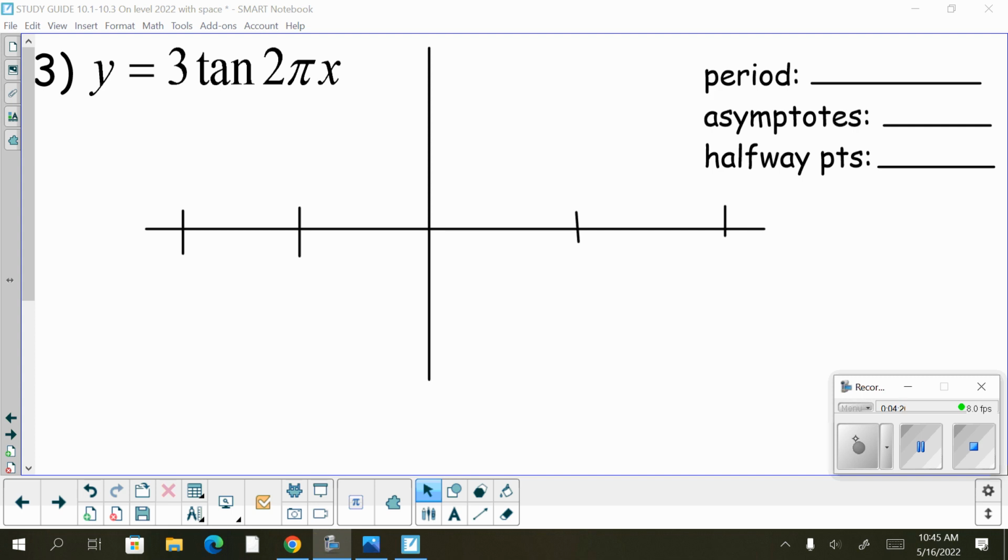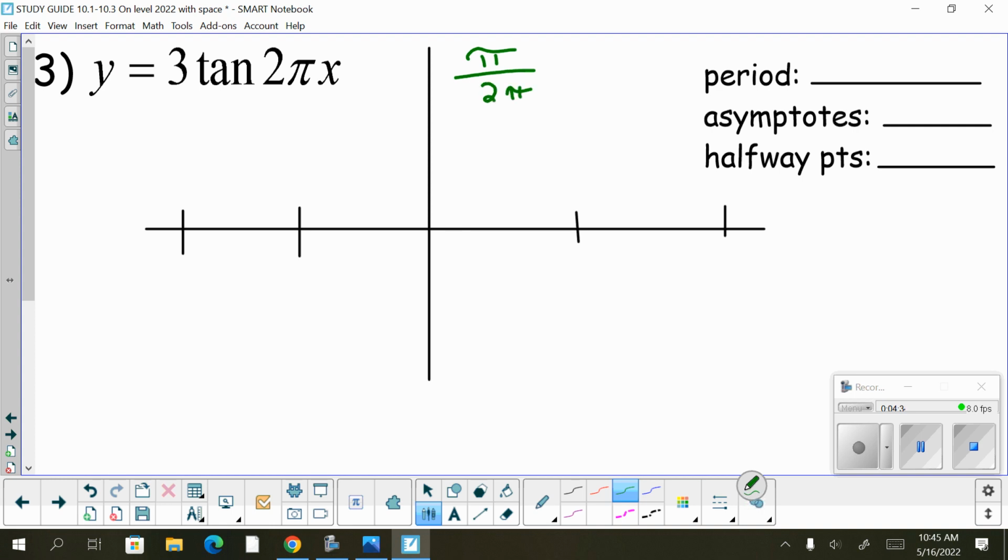Alrighty, let's give number 3 a try. With tangent, the period is a different formula, so don't forget about that. On tangent, your period formula is pi over b. Now, do you know what my b value is? 2 pi. The pi's can cancel, and your period's going to end up being just a regular 1/2. There will be no pi's in your period. The pi's will cancel. All right, do I label anything on this picture with that 1/2? No.